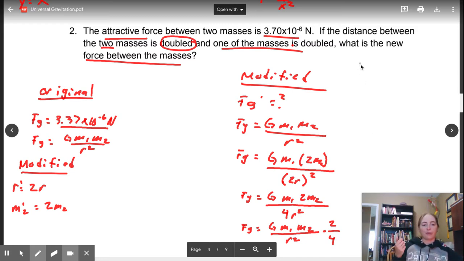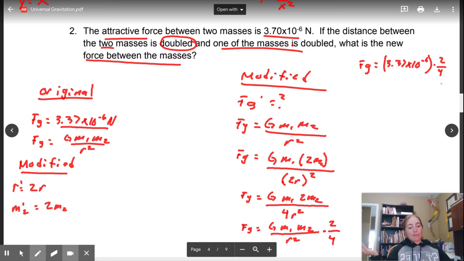I'm going to write up here so I don't have to write on my face. So FG, the original, 3.37 times 10 to the negative 6, and I'm going to multiply that by 2 over 4, or multiply it by a half, or divide by 2. I don't care. All the same, mathematically. Plonk that into your calculator, ladies and gentlemen, and with your sig digs, there you are. Fun stuff, eh? All good.